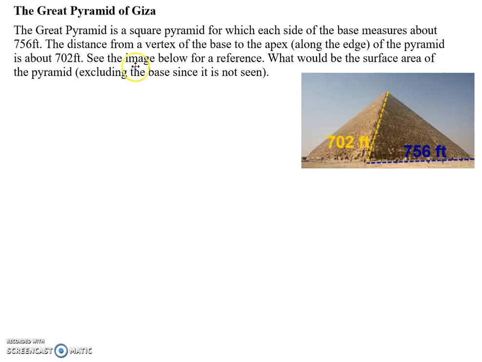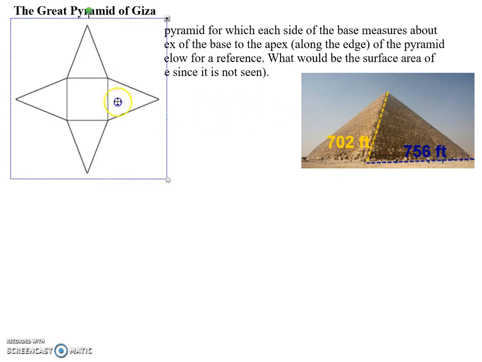Alright, so this first problem here, I've got the square pyramid of Giza and I want to find the surface area. And I've got some parts labeled to help me out. I know that the square base, each side of that base is 756 feet, and I know the edge is 702 feet as marked in the image.